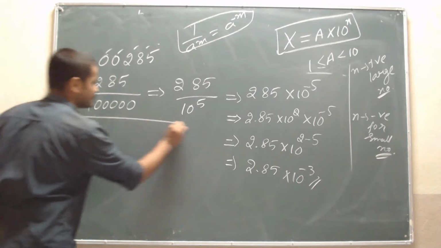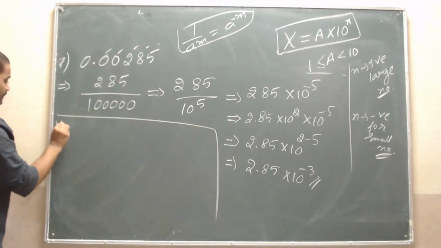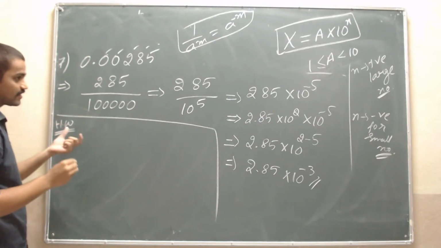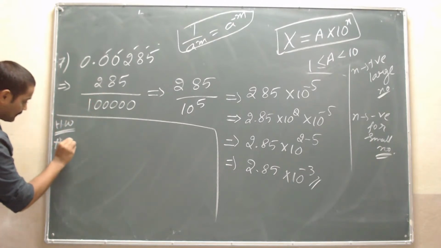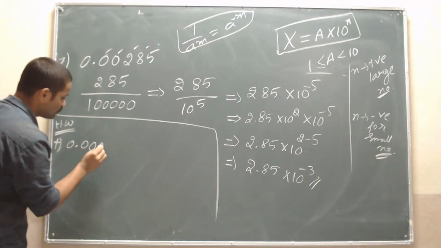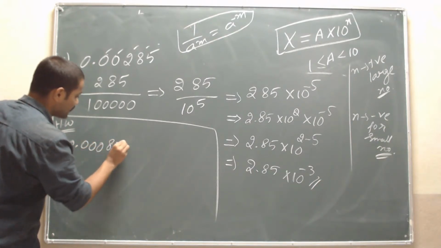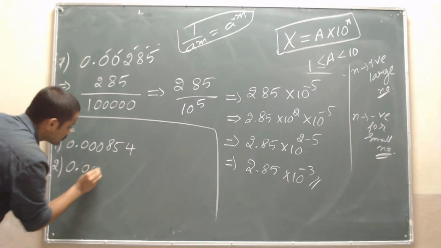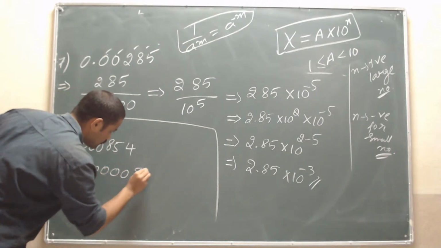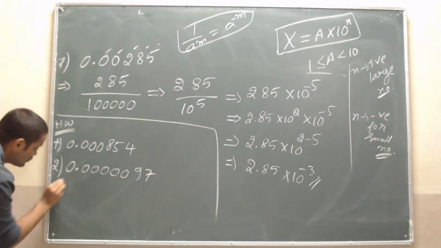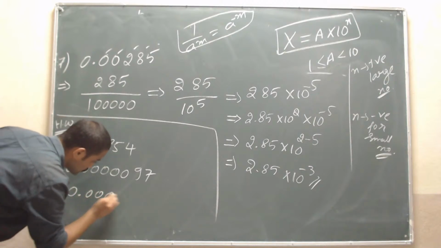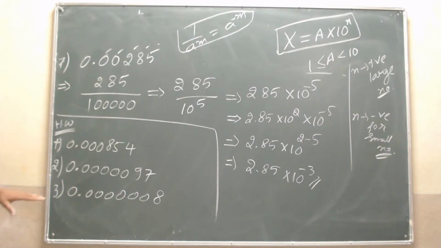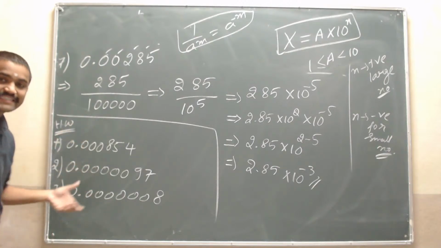The homework is: first one, convert this number into standard form, that is 0.000854. Second one, 0.0000097. And third one, 0.0000008. Now we have to convert these numbers into standard form.